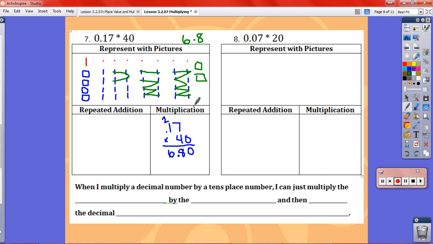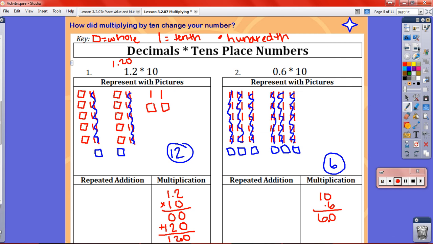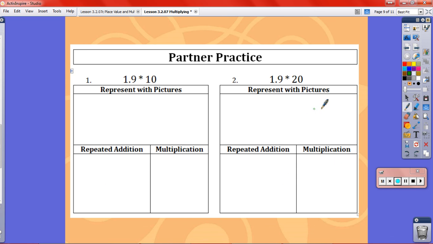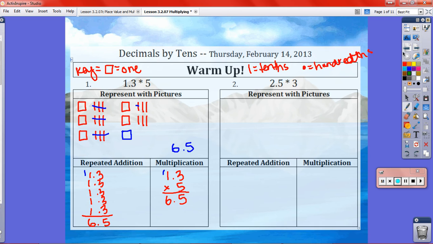Kids start to notice that there are some rules going on here, some shortcuts that they can use. The rule that we frequently learn growing up is count the decimal places, and that is a perfectly fine rule, but I want kids to understand why that happens. So that's why I go through the pictures first. Hope that you found that helpful, and I'll see you again in the next lesson.